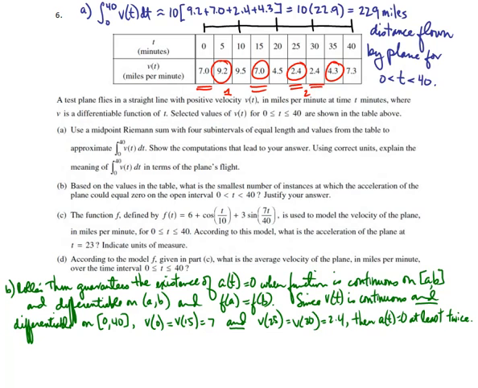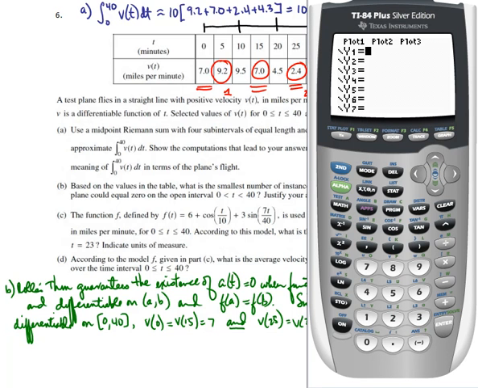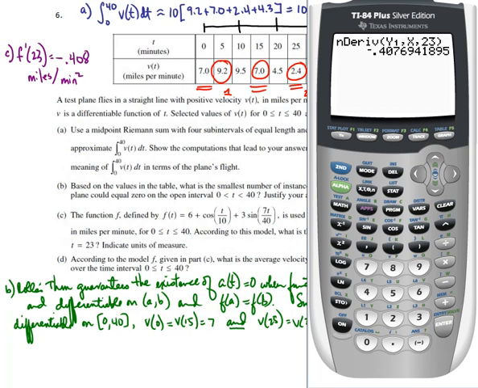So we're going to go to the graphing calculator, we'll enter that function, and so we have that there, and what we'll need to do is find the derivative of that function at time t equals 23. So we go back to the home menu, math, scroll up to nderiv, vars, y vars, function, y1, comma, x, comma, 23, and we get negative 0.408, and that would be in miles per minute squared.